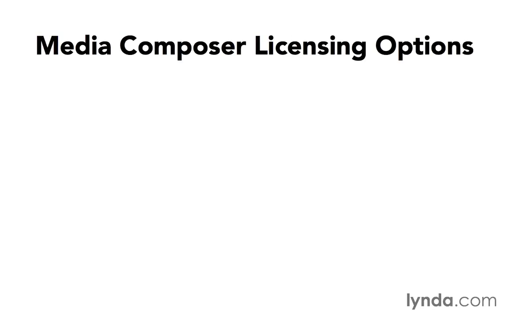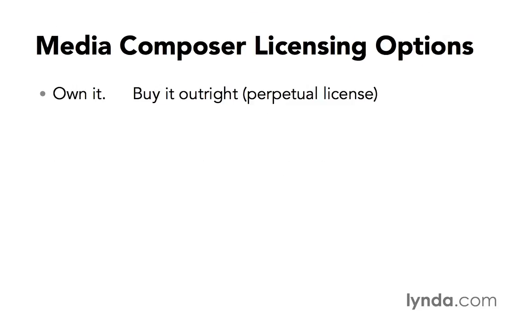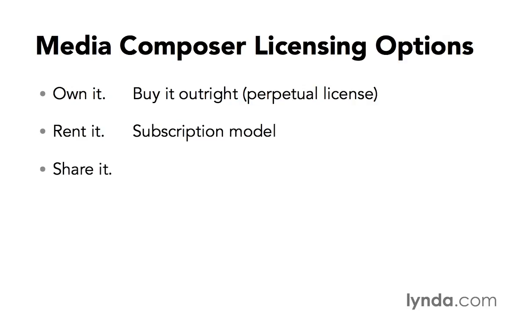I thought I'd take just a brief opportunity to describe the new licensing options for Media Composer because Avid has changed their business model in a number of ways with this version, and this does affect the way you get and use the software. Basically, it now comes down to 3 options. Own it by buying a perpetual license, rent it by subscribing to the software for a monthly price, or share it by getting a floating license for labs or facilities. Let's talk a bit about each of these.